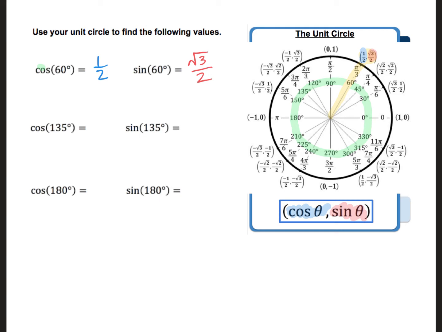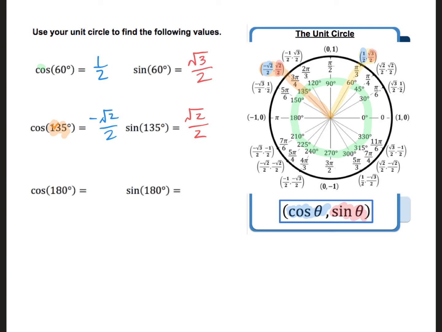We will highlight this one in, let's do orange. So my next one, we're doing 135 degrees. If I find 135 degrees, we're looking at this point here. Again, my first value is my cosine value. So cosine is going to be negative root 2 over 2. And that second value is going to be my sine value. So the sine of 135 is going to be root 2 over 2.